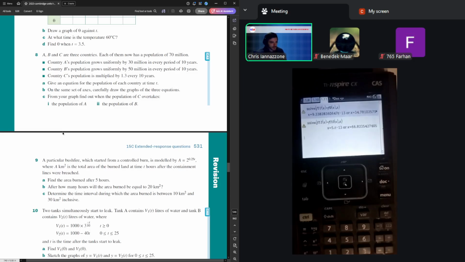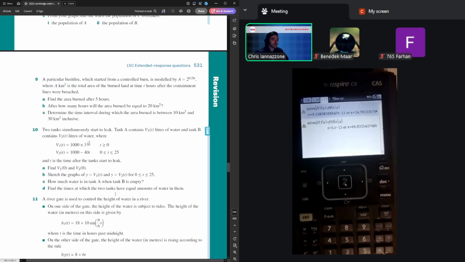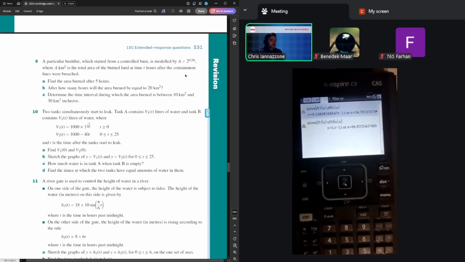Alright, question 9. A bushfire started from a controlled burn, modeled by a basic exponential. The y value is the area burned. T is hours. Find the area burned after 5 hours. Shove in t equals 5.